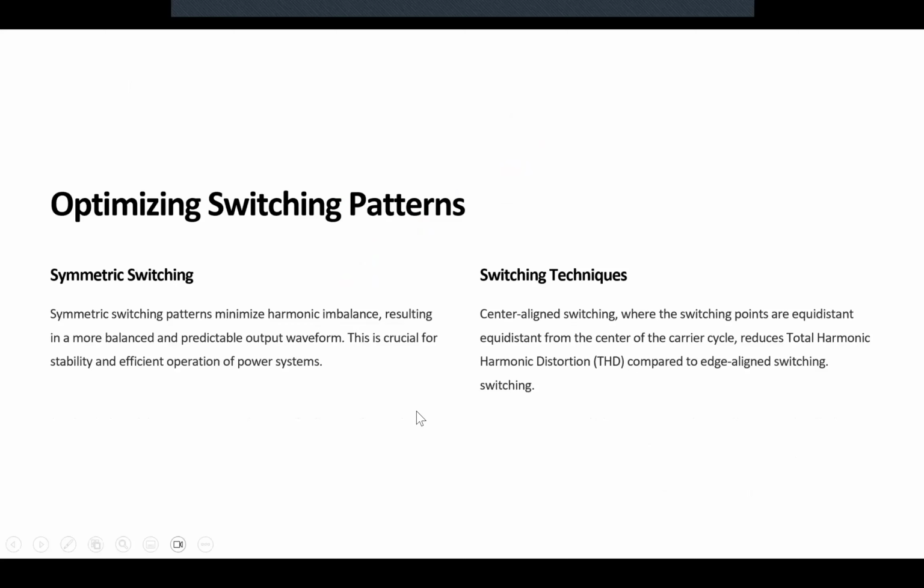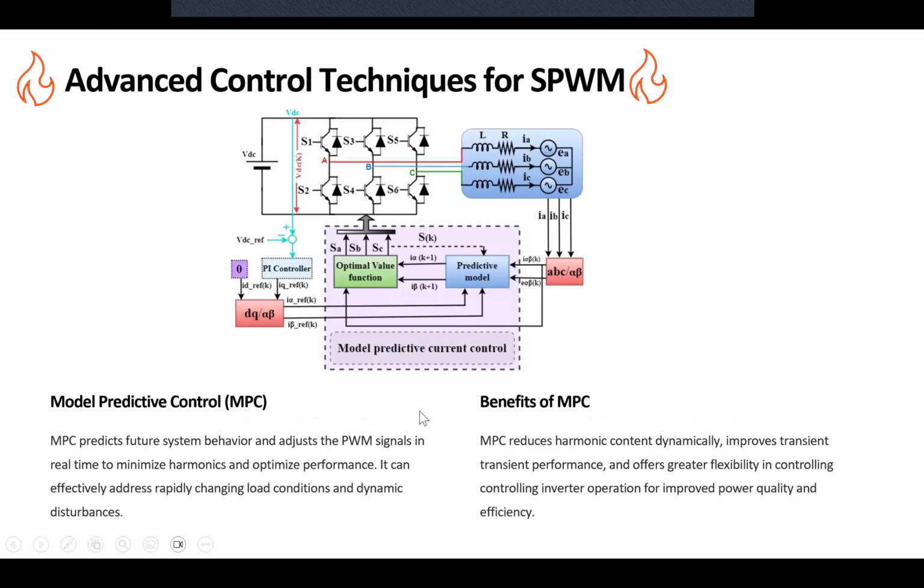We could use those leverages to optimize our switching. Another way to control the harmonics, which is still a software kind of solution, is to use more advanced control techniques.